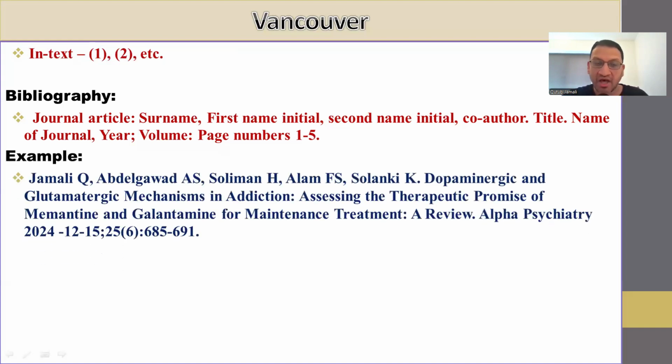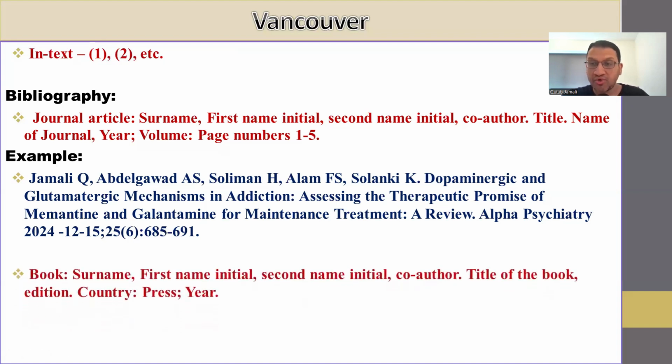This is an example. This is a reference of one of my articles where you can see Jamali, which is my surname, and Qutub, that is my first name. So Jamali comes first, then the initial, and so is with the other co-authors. Then the title of the article, then the journal, the year it was published, volume. So this was the year. You can also mention, if you've got that, the date and the month and the year, then volume and page number.